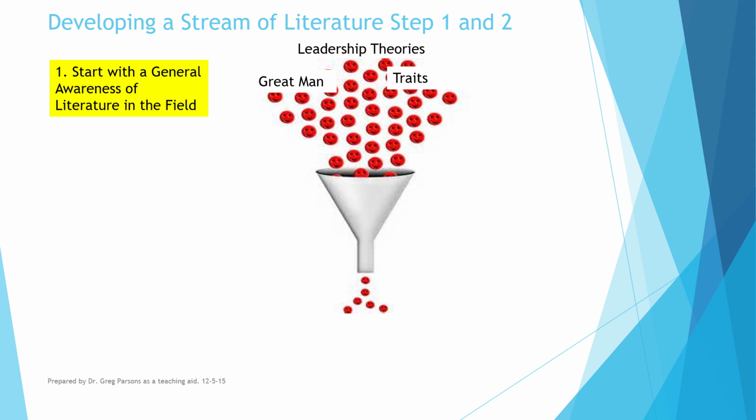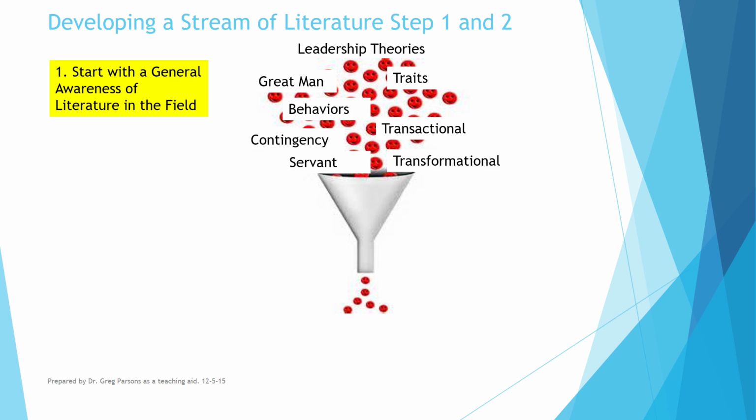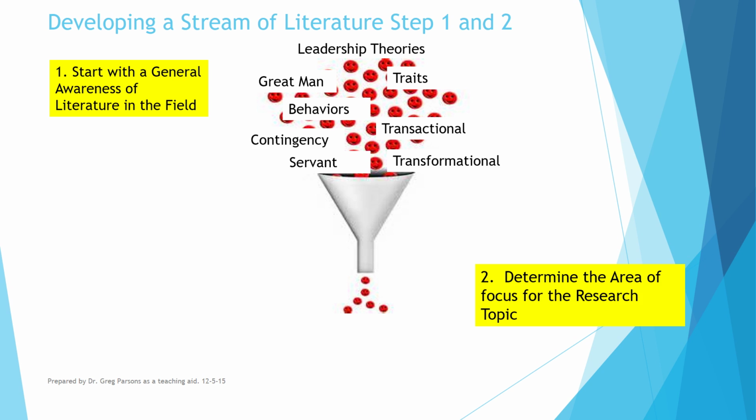So out of all the different theories out there, the great man theory, the traits theory, the behaviors theory, the contingency theories, the transactional theories, the transformational theories, the servant leadership theories, you're going to have to come up with a particular aspect of leadership theories that you want to work with. Okay, so the next thing is to determine out of all of these what's going to be the focus for your research topic. Let's assume that you decided you want to work with leadership competency theory. There's this big mixture of things going on, and one of the more recent developments is this new theory called leadership competency theory.